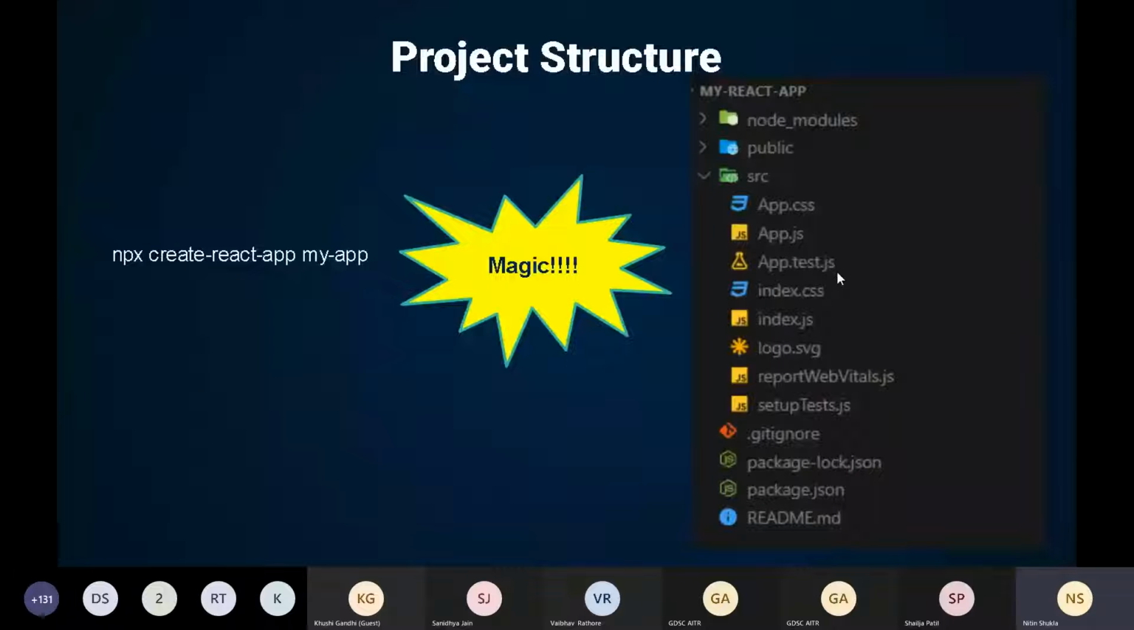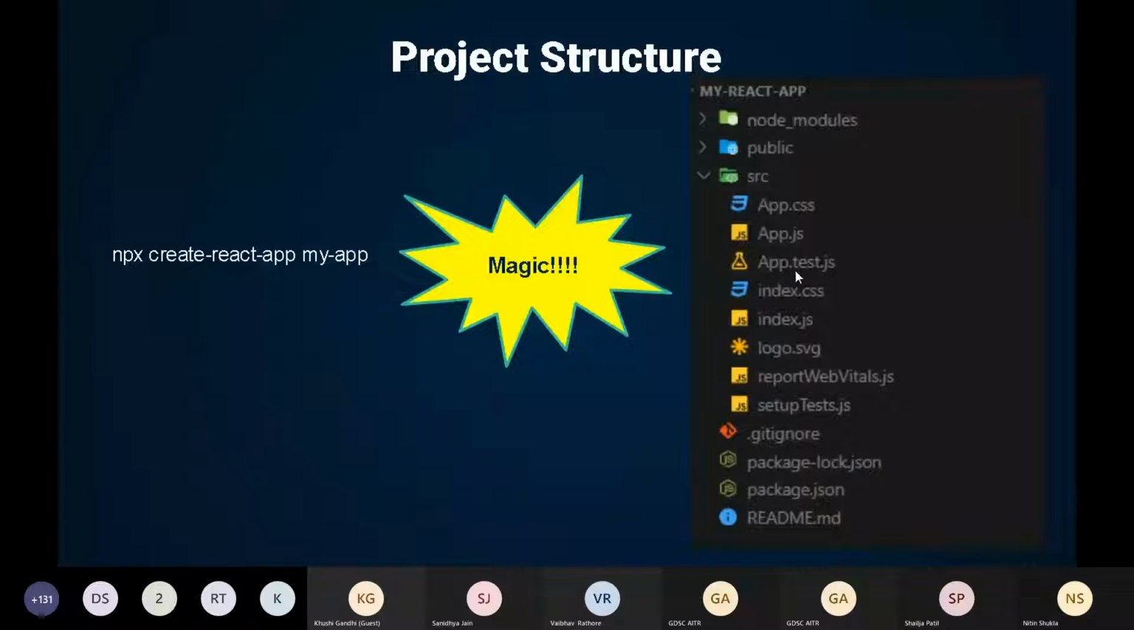Not all of these files are useful. Mainly we need to focus on two files, app.js and index.js, and app.css. CSS is basically for styling our React app, and index.js is the entry point from where our web application starts. So the index.js file is very important, and it is the entry point for our web application.